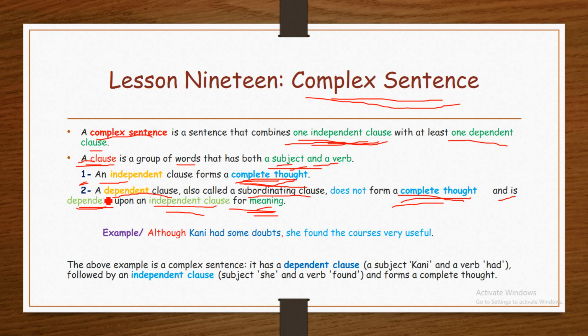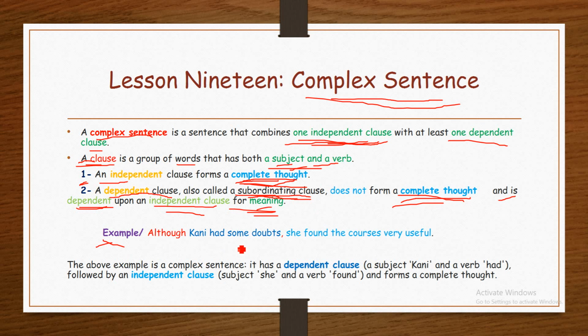because a dependent clause does not form a complete thought. And a dependent clause is also called a subordinating clause because it contains what? A subordinating conjunction. In the previous lesson, we learned coordinating conjunctions. But now, we are learning subordinating conjunctions.